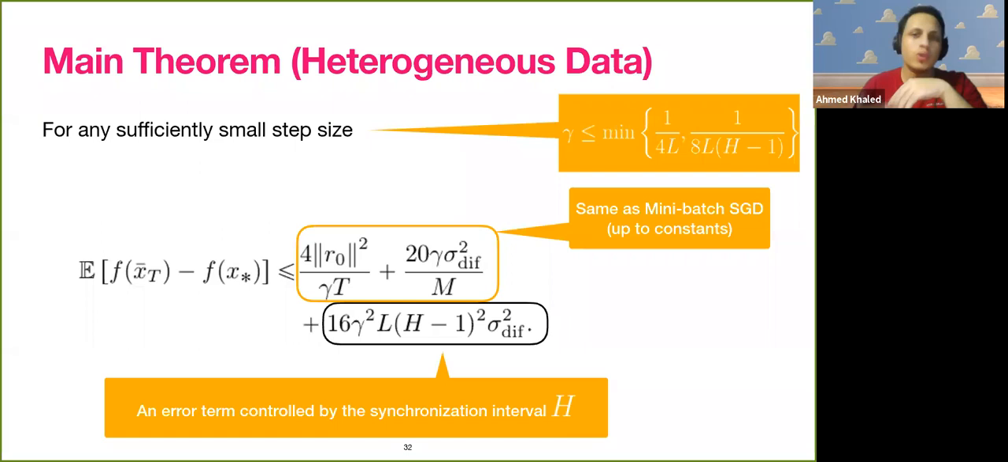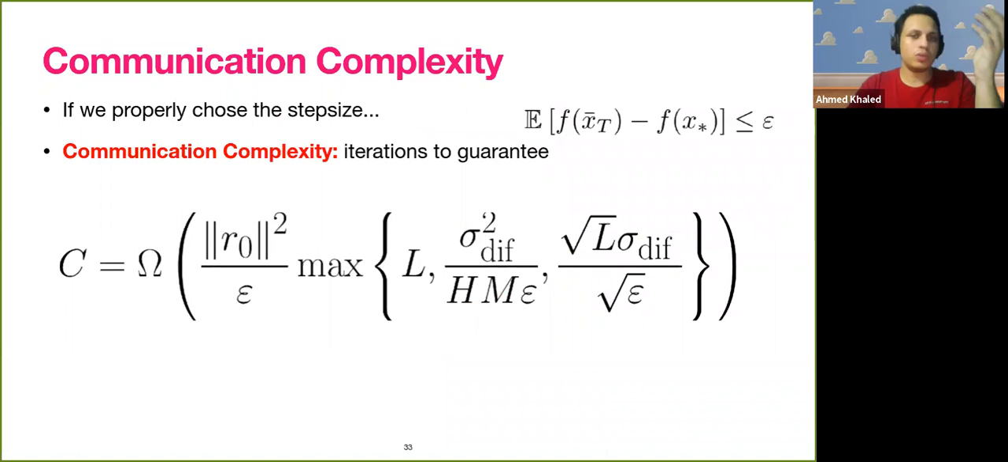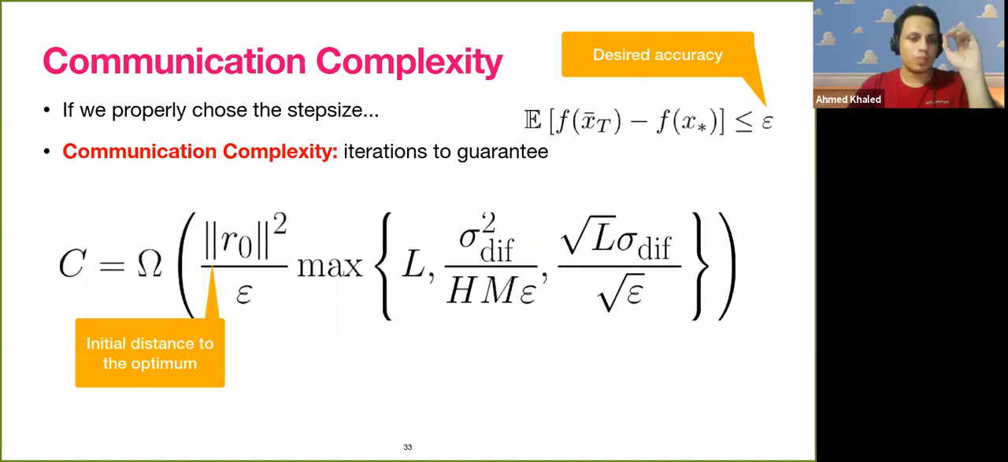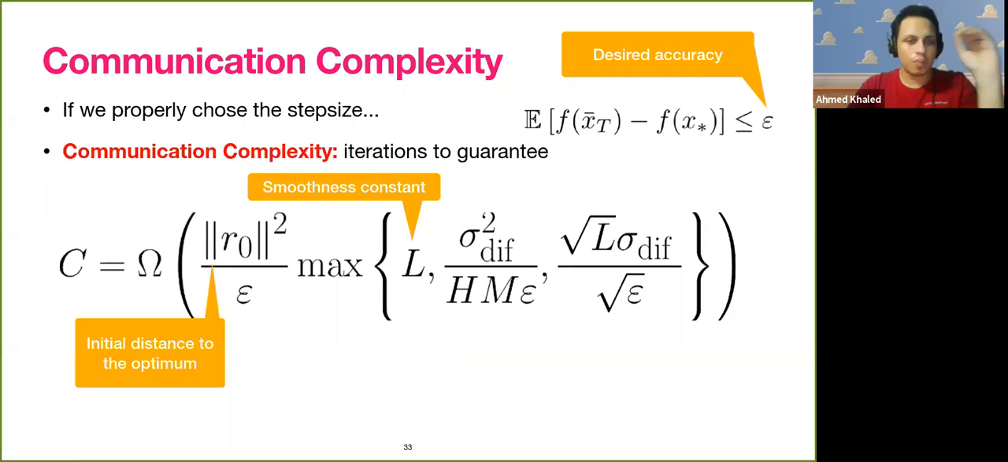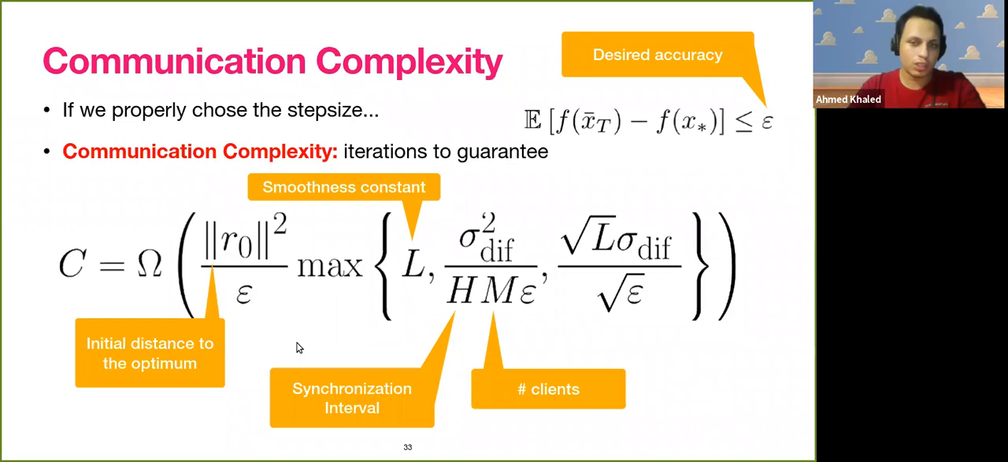So it can be shown that we can reach an error of size epsilon, which means that the function can be at most epsilon distance from the optimum, if we take the following number of communication iterations. So C is the number of communication steps, and we can see that it depends on the initial distance to the optimum, the smoothness constant, the synchronization interval, and the number of clients. And now we can compare this quantity against mini-batch SGD. So this is the communication complexity of local SGD, and it's still not clear exactly how this fares against mini-batch SGD. So in order to compare, we consider the case in which epsilon is very small.